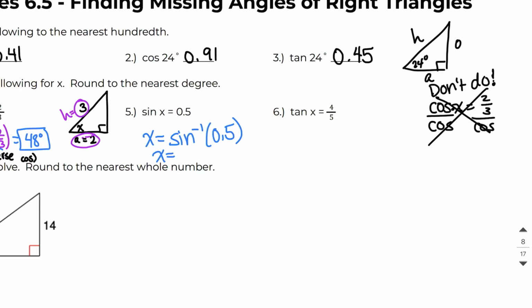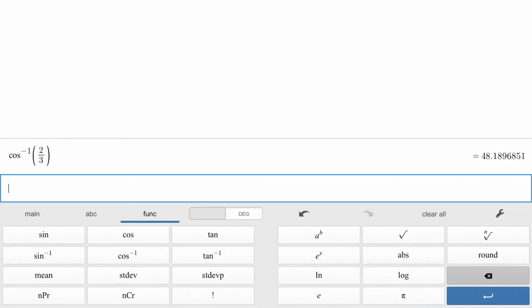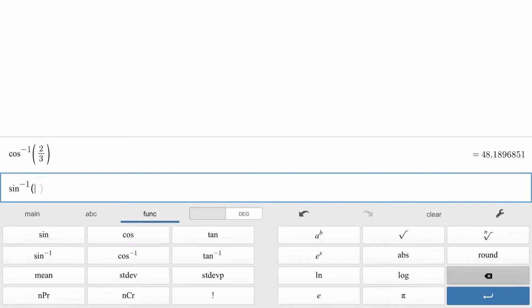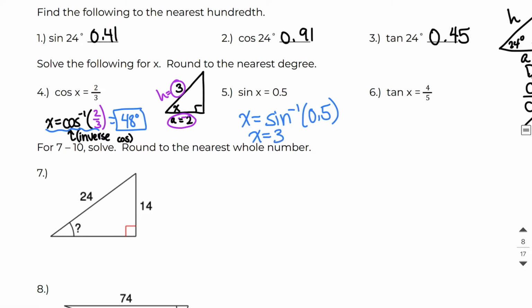So let's go ahead and type that into our calculator. We'll clear that out because that's ugly. We never want to do that. So I'm going to go to function. I was in main, go to function, click on inverse sine, go back to main, and then type in 0.5, and I end up getting 30 degrees. So right here, x is 30 degrees. I don't have to do any rounding at all.